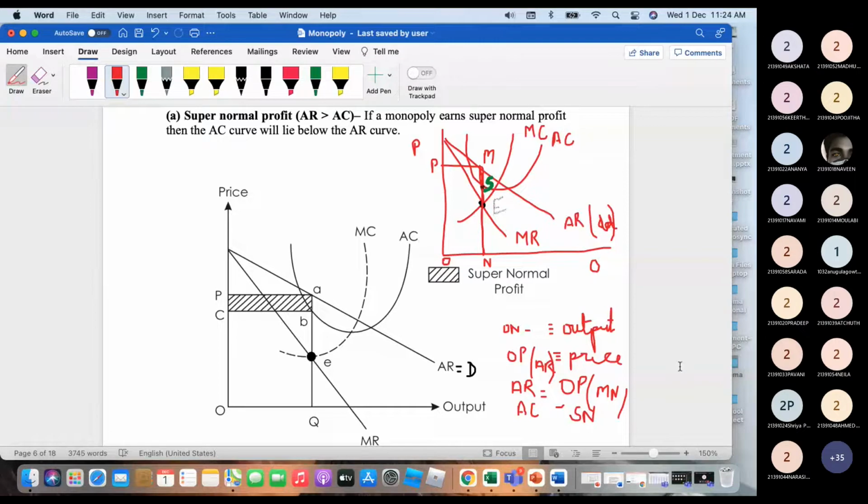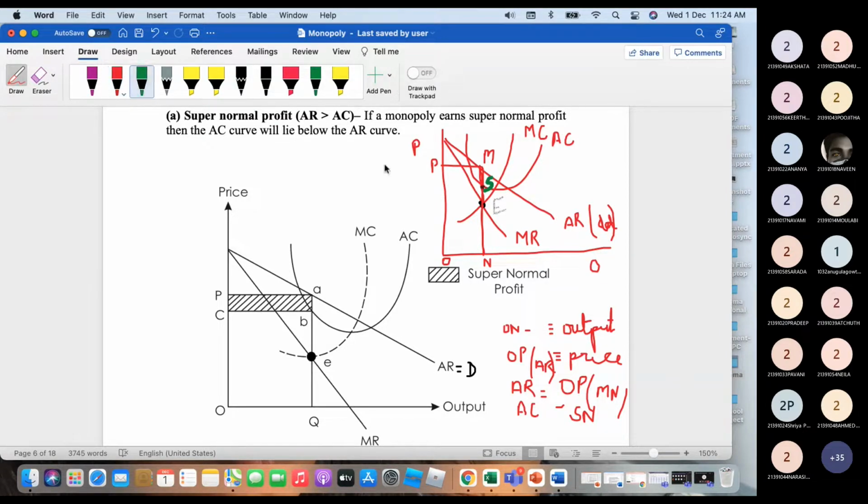First of all, how to draw the average cost, which has to be below, and then how to find out the average cost. Start with the line from ON, move upwards, and see where it is touching the AC curve.